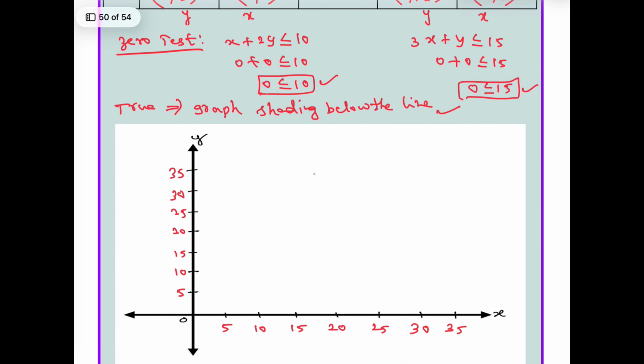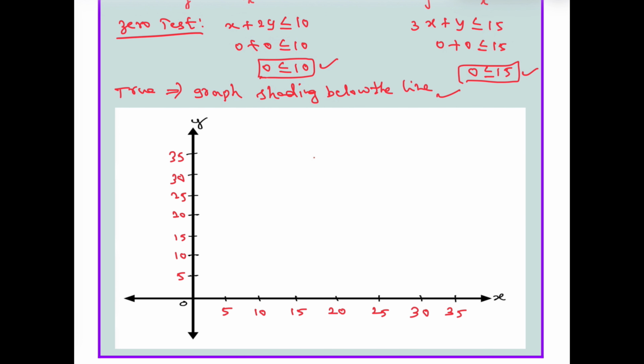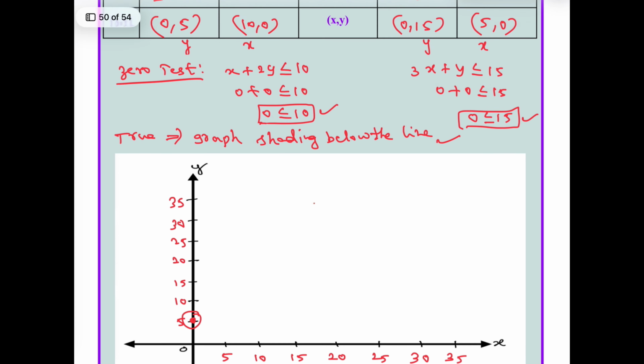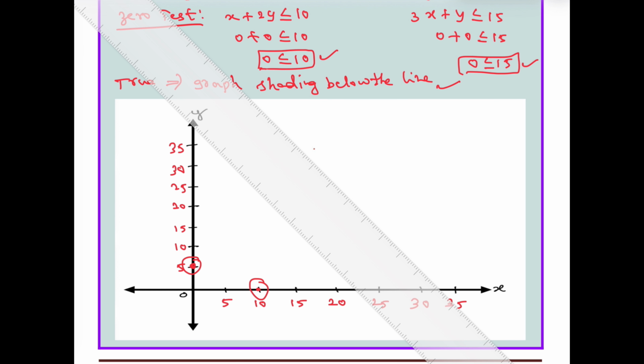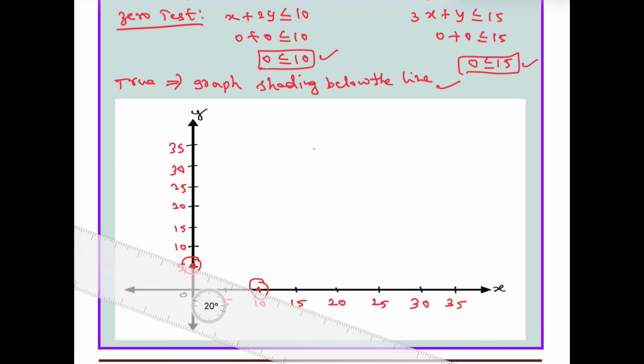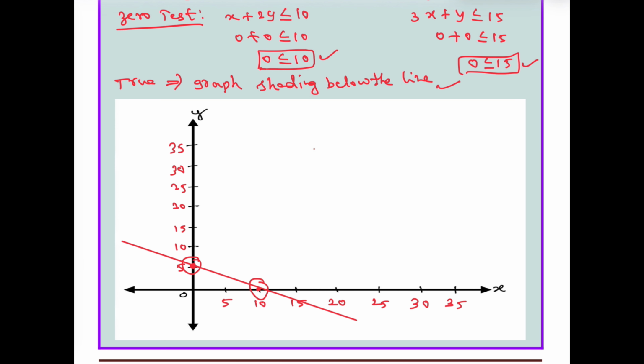First point, y is 5. Second point, x is 10. If you take the scale and join both the points, you will get the line. Then for the first equation we have to shade below the line. Below the line means the shading part will be below the line.